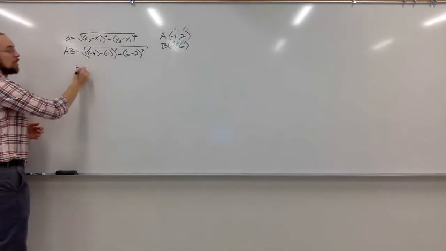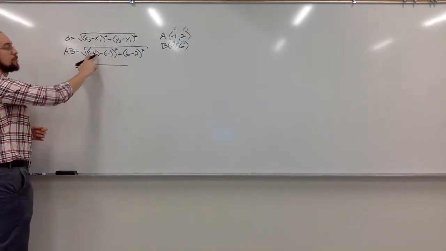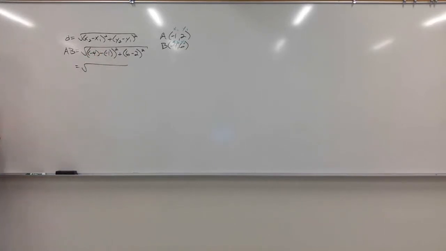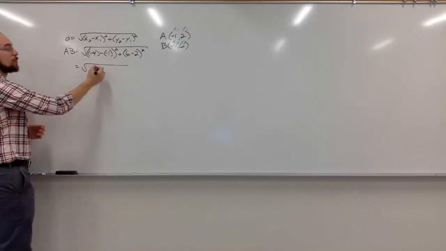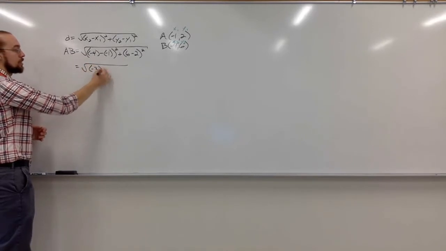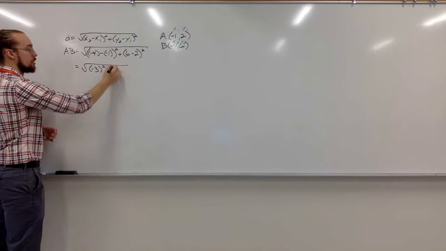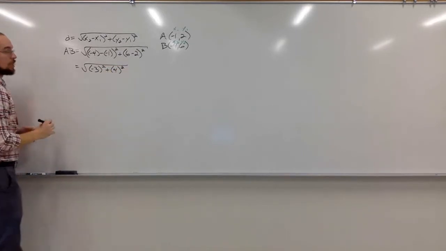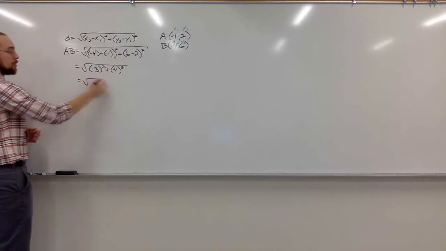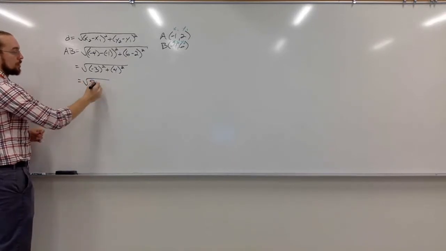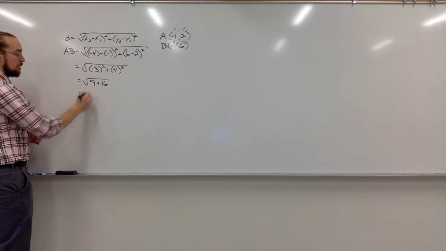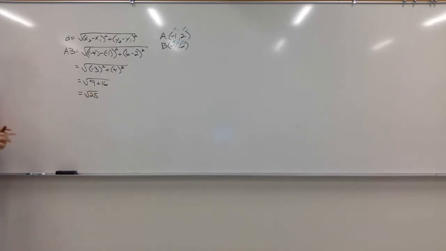So, just doing some arithmetic now. Negative 4 minus negative 1 would be the same as negative 4 plus 1. So negative 4 plus 1 gets me negative 3, and 6 minus 2 is 4. So negative 3 squared would be 9. 4 squared, 16. We get the square root of 25. And that's just 5. So the length of AB on number 7 is 5.